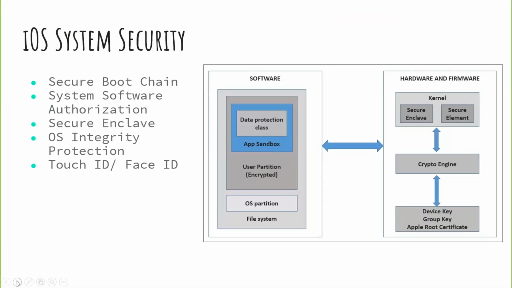This step makes sure that original Apple signed software of iBoot is run so it can then verify and run the iOS kernel. After this step, iOS also uses a method called System Software Authorization. This method makes sure that an iOS system cannot be downgraded to previous versions. This is an important step to prevent attackers from downgrading a device to exploit known vulnerabilities.